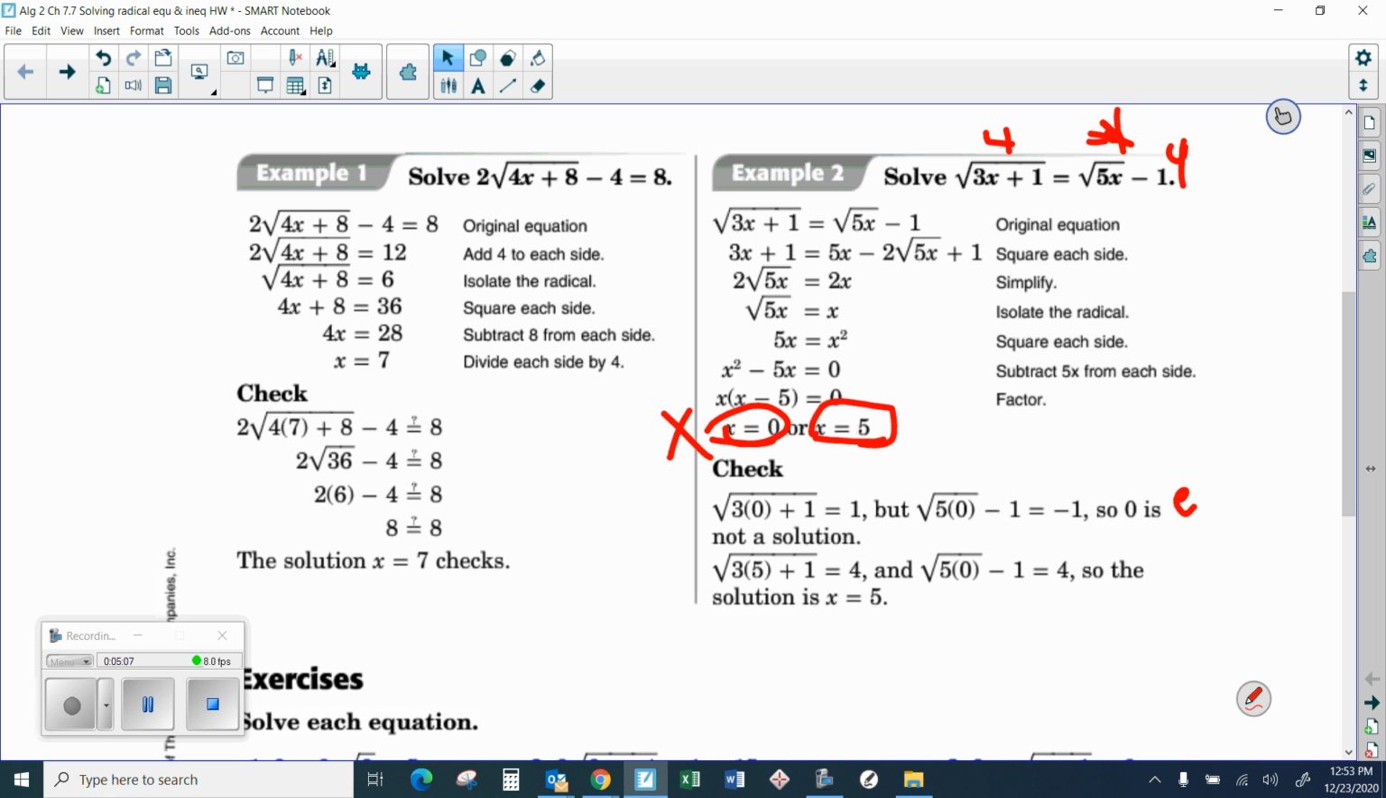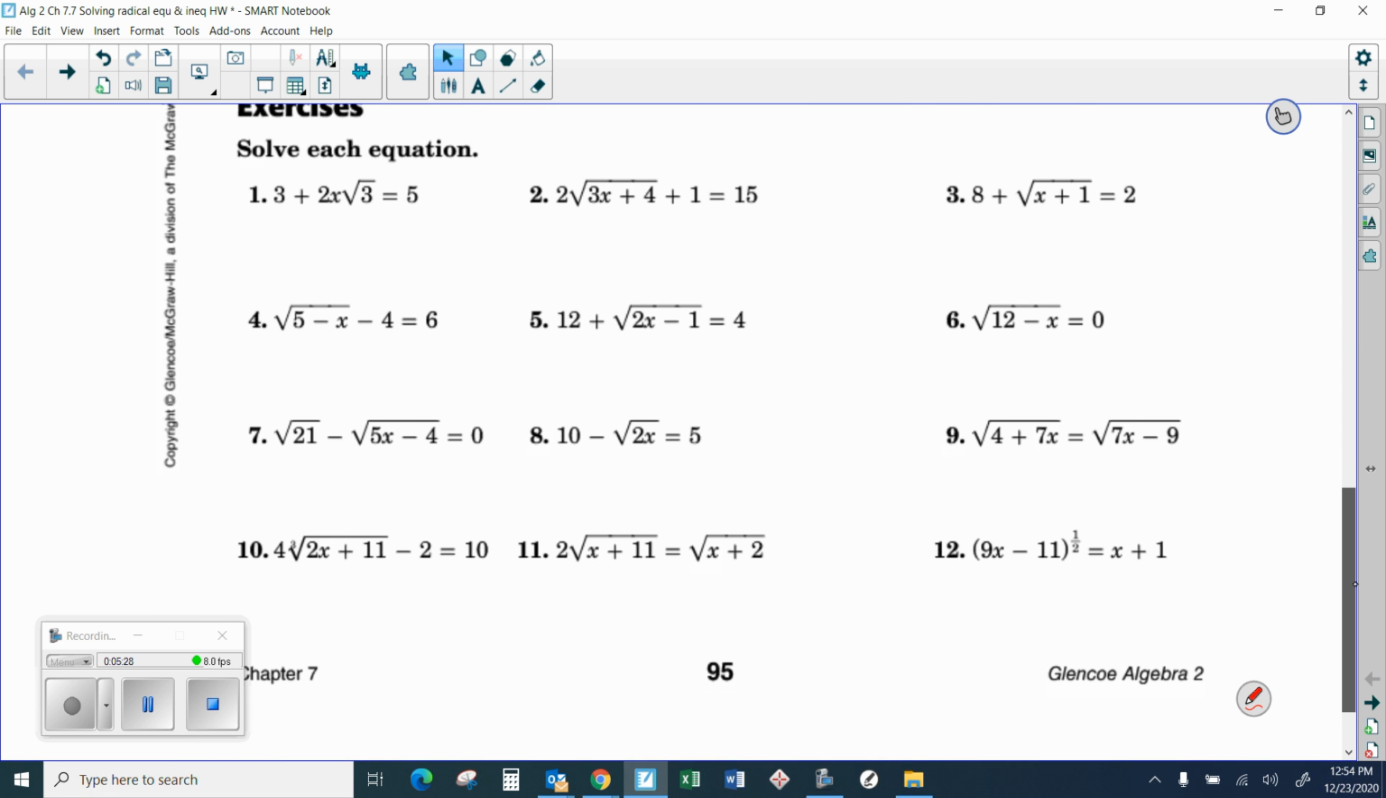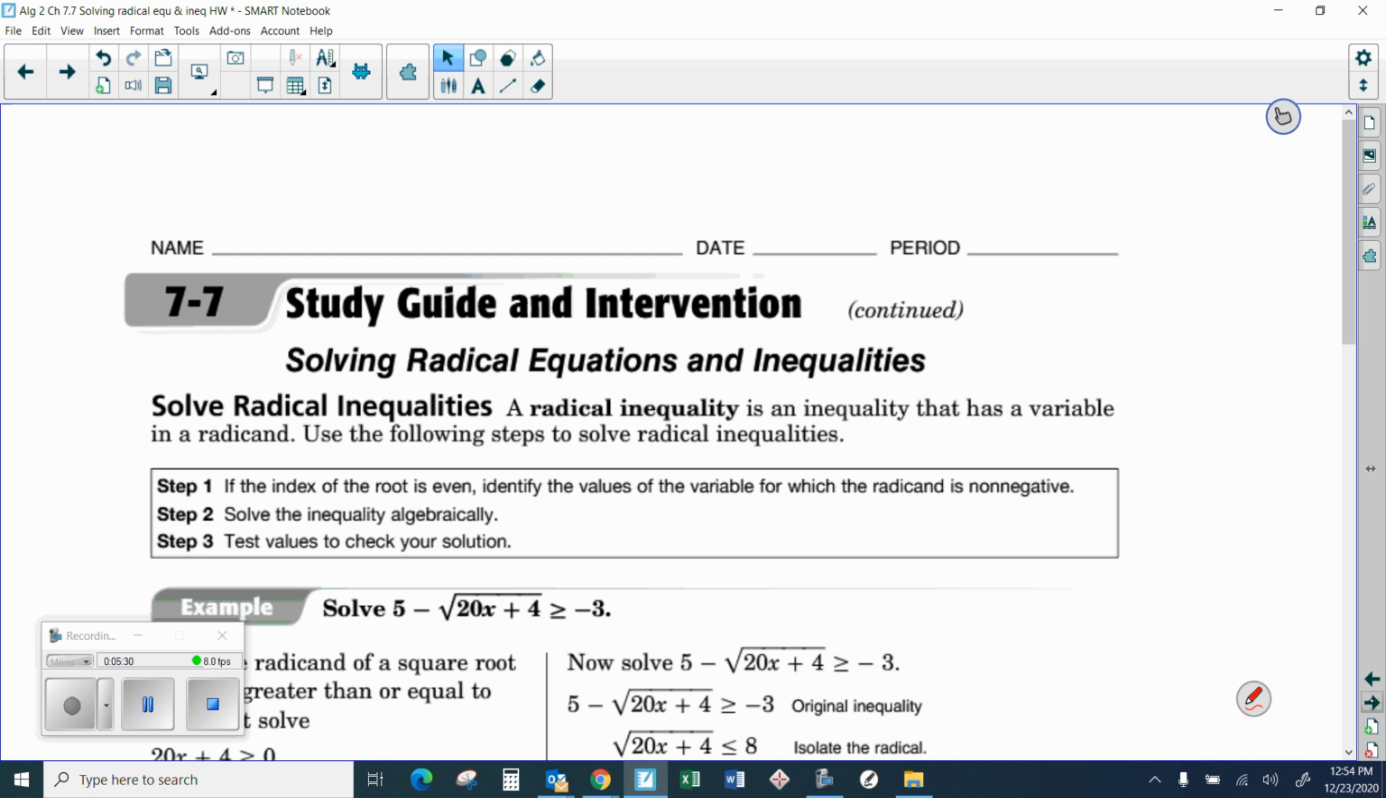Okay, extraneous. That's why. Most times with radicals, you only have one answer. So again, we came with two answers, and so more than likely one of them is not going to work. All right, that is that side done. Okay, let's go to the other side.